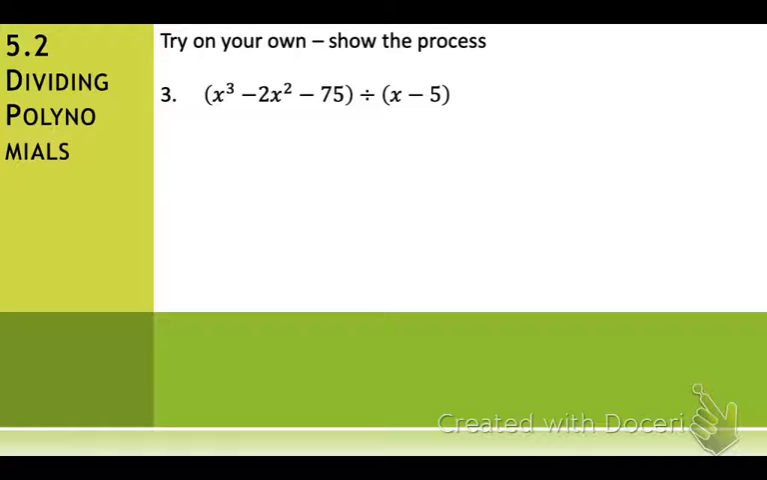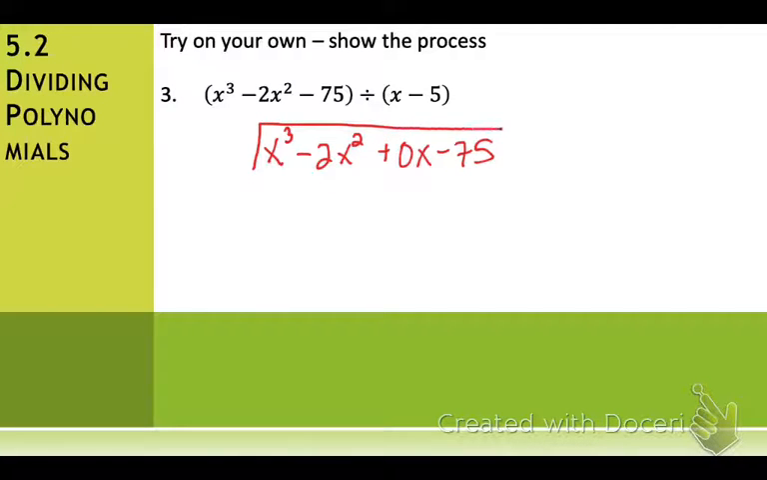So first thing I'm going to do is write it, and again I'm going to have to use a placeholder for the x term. So x cubed minus 2x squared plus 0x minus 75, and dividing that all by x minus 5. So first thing, x goes into x cubed x squared number of times. So x squared times x minus 5, you're going to get x cubed minus 5x squared.